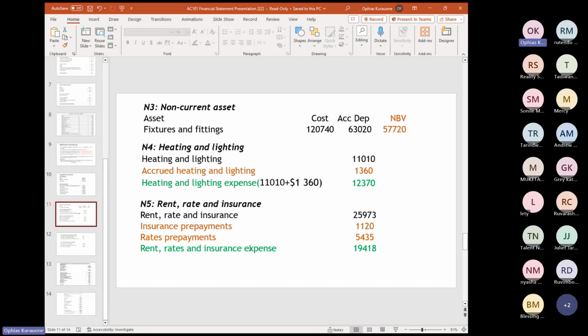Then at the end of the day, it means the entity has got only an expense of 19,118. For this one was prepaid, was paid in advance, because we should use the matching concept when you are preparing the profit and loss account. Any question?